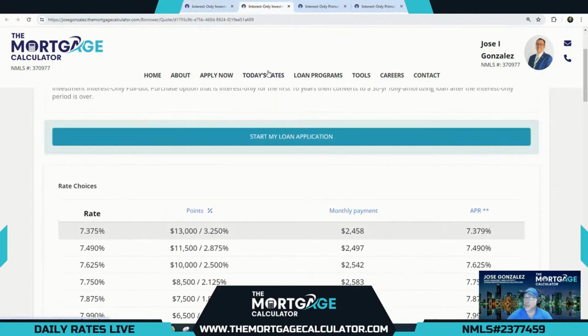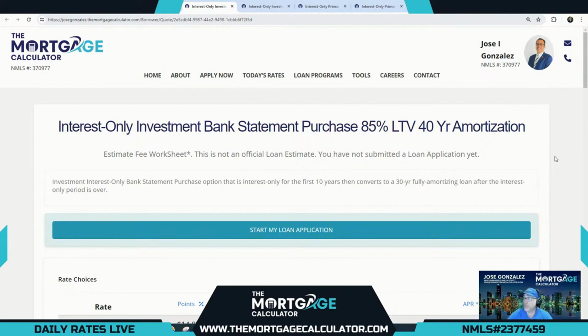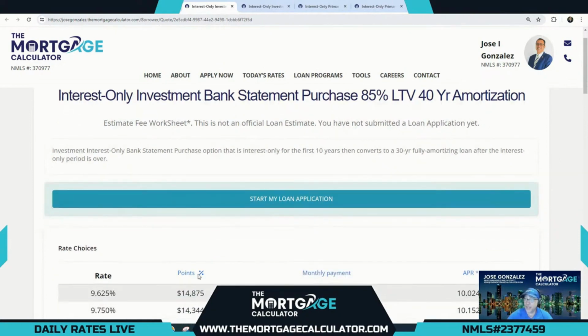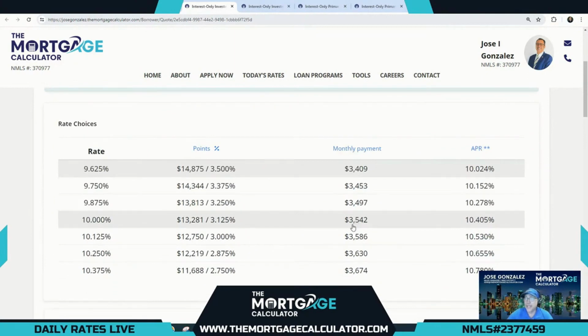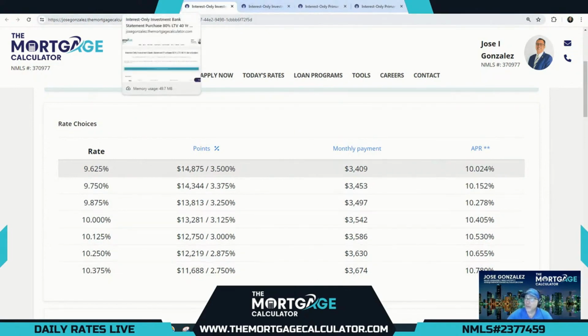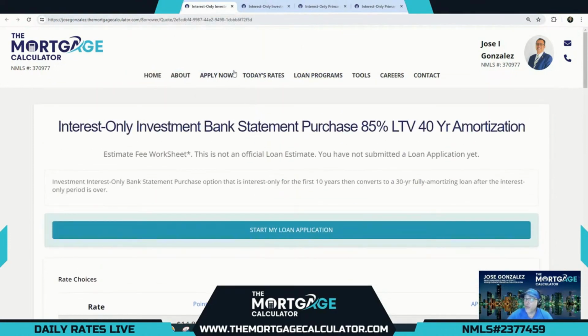So this one again was full doc. So this one, 85% LTV bank statement option. Non-QM loves those bank statement loans. 10.375 is our lowest cost option. 9.625 is our lowest rate option. So this is for our 40-year at 80%. And now we have, that was 85%. This one is 80% LTV, our 40-year amortization for bank statement.